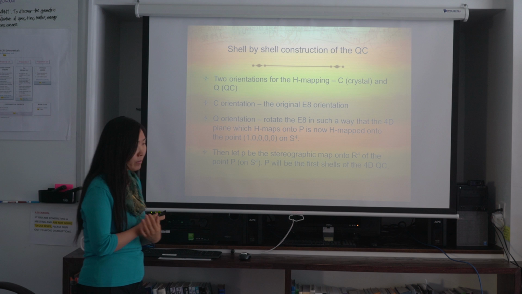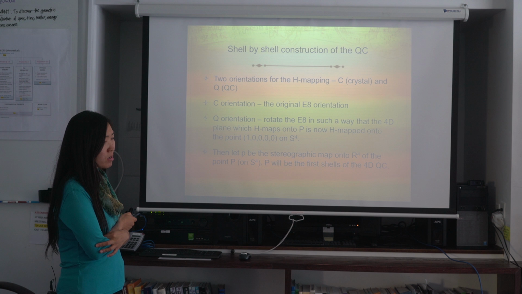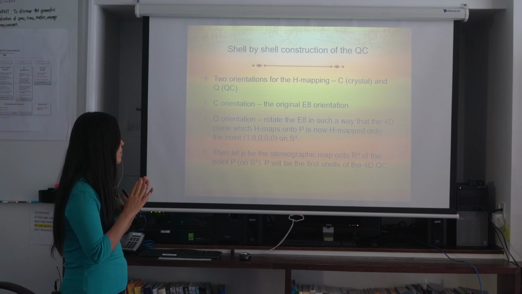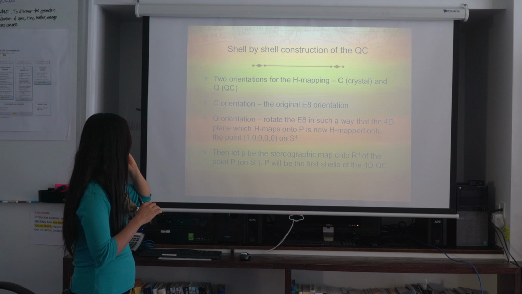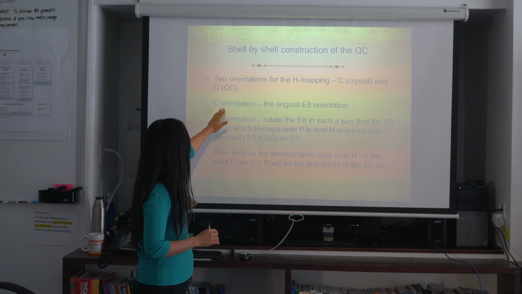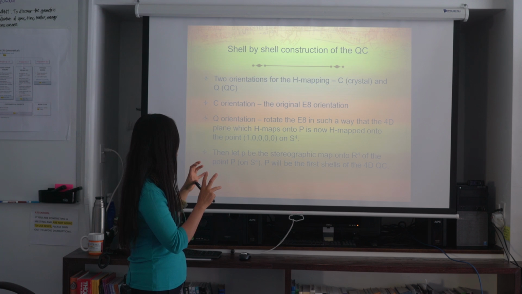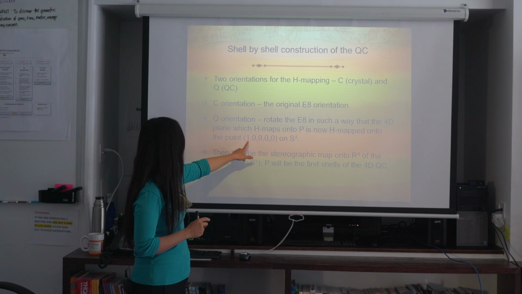Okay, so you're saying that you have a crystal orientation which corresponds to your 24-cells? No, I'm not talking about that. Crystal orientation means, I think this is when we change the coordinates, like the original. Yes, it's still the same lattice. So the crystal orientation is the E8 lattice. For the Q orientation, we rotated the E8 so that the point that we pick is rotated to this point.